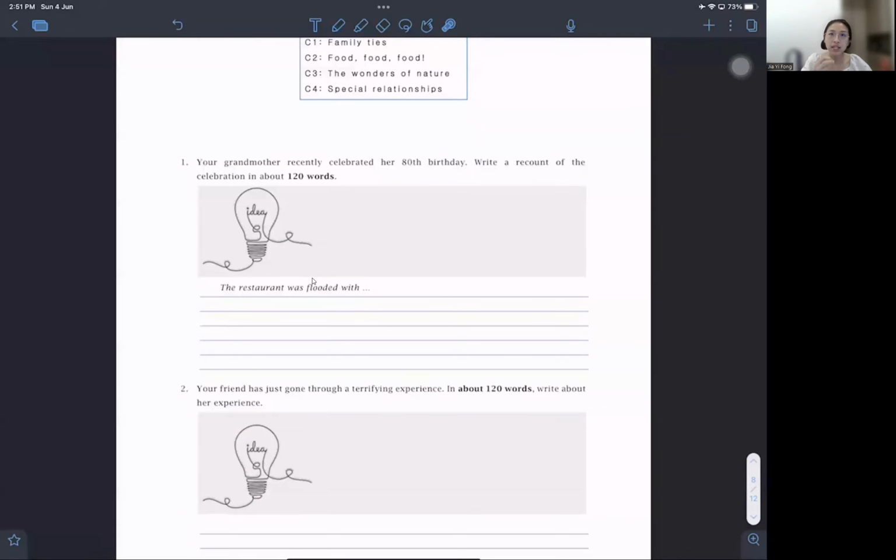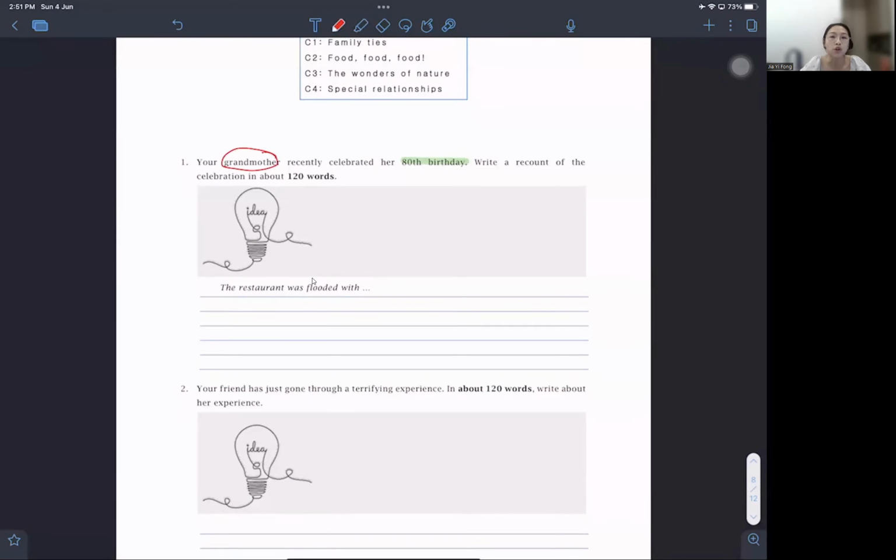How do you actually tackle your exam question? Analyze your exam question. So hurry up, read the question, identify your topic, identify your subject. Okay. Your grandmother recently celebrated her 80th birthday. Write a recount of the celebration in about 120 words. So very simple. Topic, 80th birthday. Subject, grandmother.